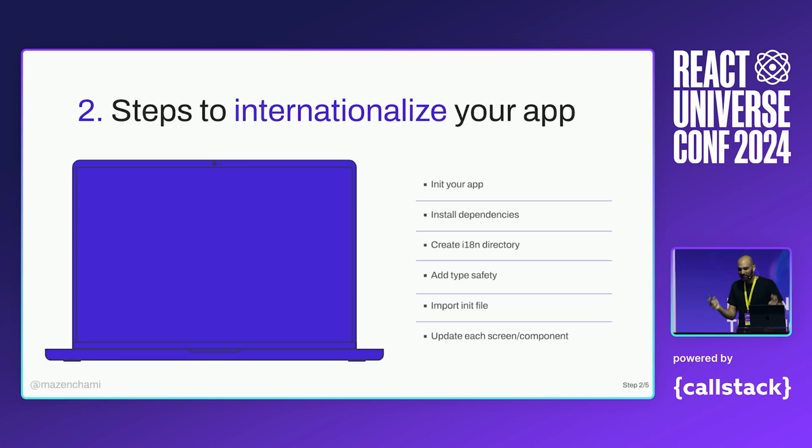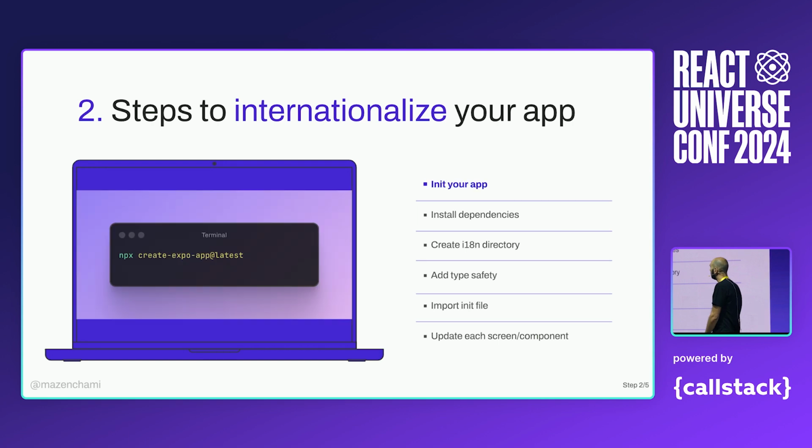So step 2, we need to now internationalize our app. You're going to see a bunch of code on the screen. Don't worry about it. I'm going to give you access to the repo when we're done. So we need to init our app. I'm going to use Expo CNG flow, continuous native generation. I'm going to name my app Localize Me.